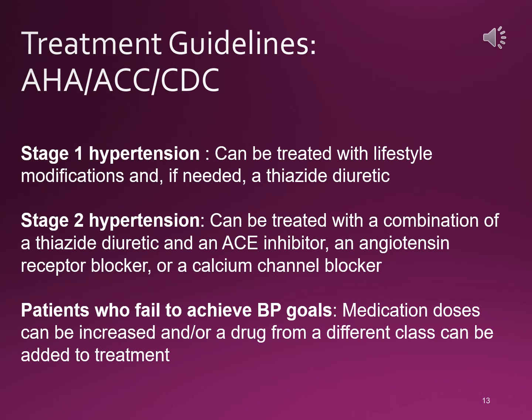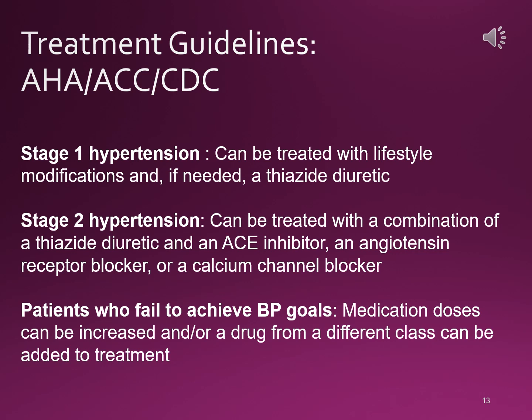So following up on that stepwise care, treatment guidelines from the American Heart Association, American College of Cardiologists, and the CDC talk about stage 1 hypertension being treated with lifestyle modifications, and if needed, then they will start with a thiazide diuretic. Stage 2 can be treated with a combination of the thiazide and an ACE inhibitor, an angiotensin receptor blocker, or a calcium channel blocker.